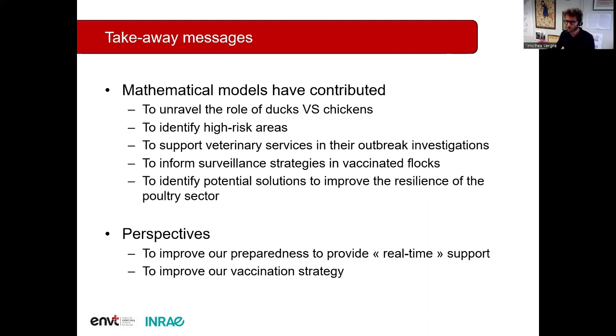The way forward, what we want to do now, is improve our preparedness as modelers to be able to provide real-time support to policymakers when they need it. When the epidemic starts, we need to be ready and we need to be able to provide policy support in a timely fashion. And then, as I said, we want to improve our vaccination strategy, and we will use mathematical models to test different strategies.